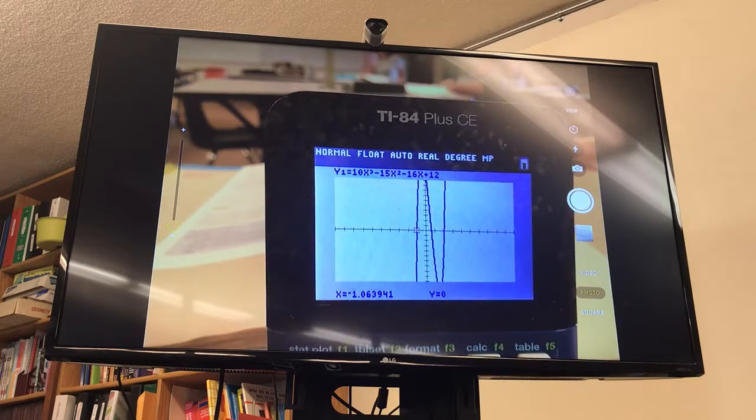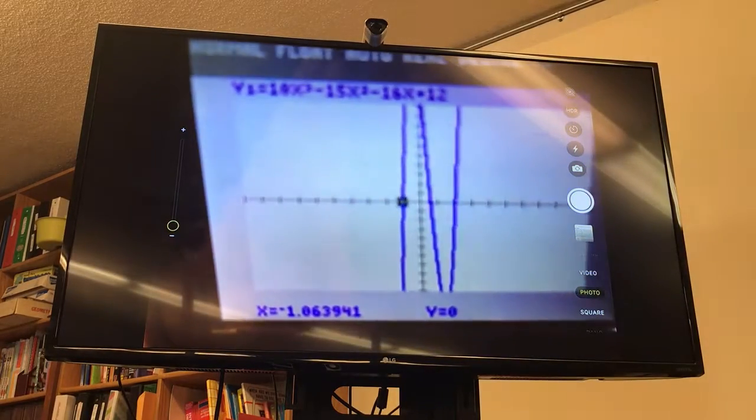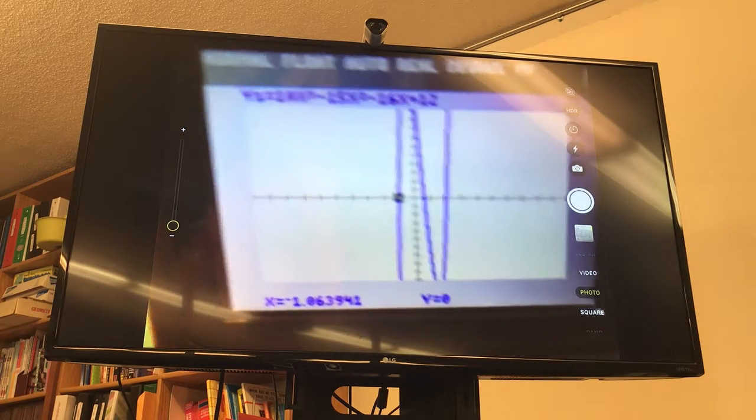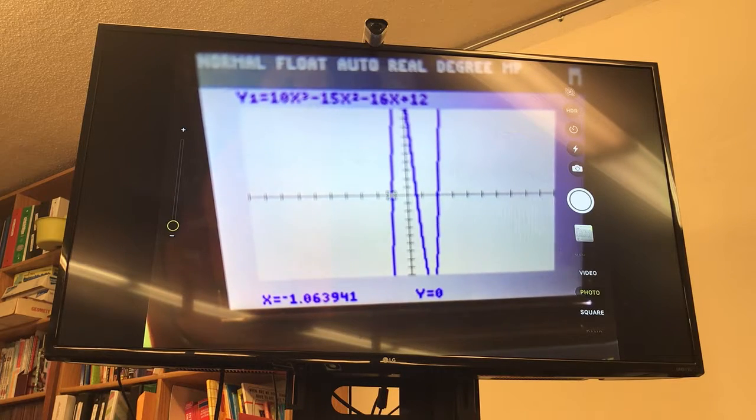Your calculator, if you just use a zero feature, would have given you the negative 1.0639. It's approximate, right? It wouldn't give you the exact. And we need the exact.